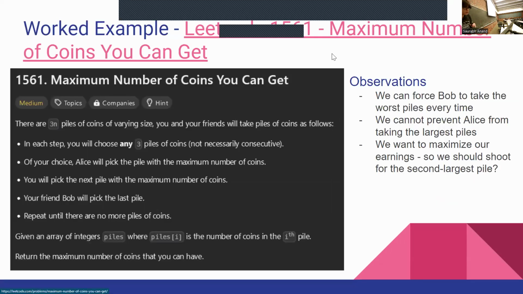And we're going to do an example problem, which I'll open up. So this is maximum number of coins you can get, which we code. Oh, you can't see it. It's 1561.